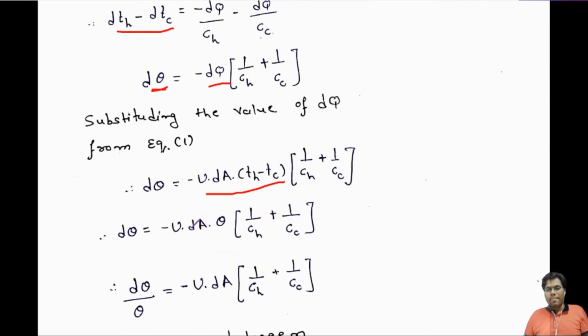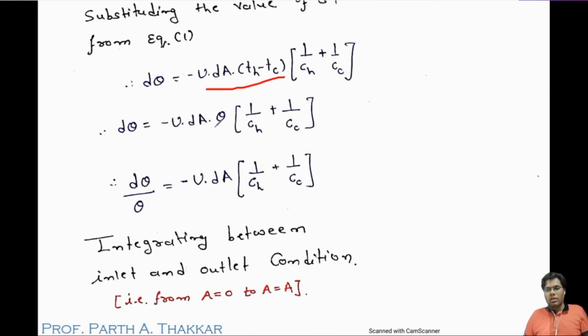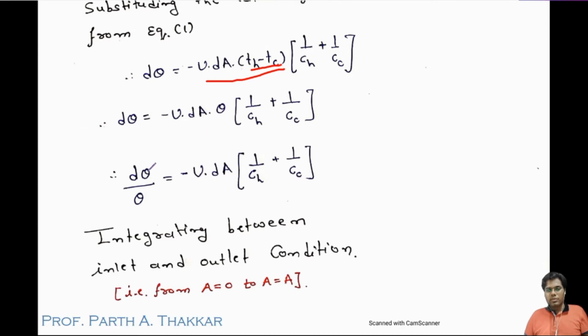Moving ahead, now this Th minus Tc we write as theta. Putting this theta in the equation of d theta, it will give d theta by theta equals minus U dA (1 upon Ch plus 1 upon Cc). Now integrating between inlet and outlet condition, because we have considered a small area dA. Now for the whole heat exchanger area, we have to integrate this equation from area 0 to A.